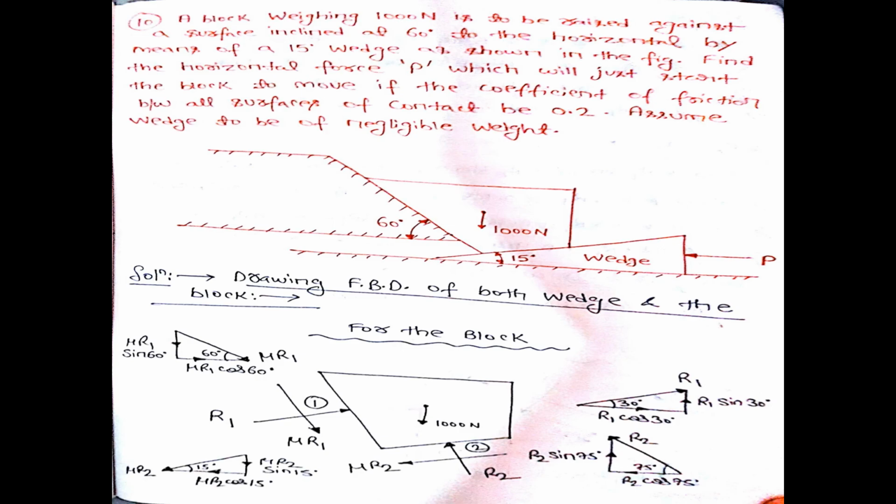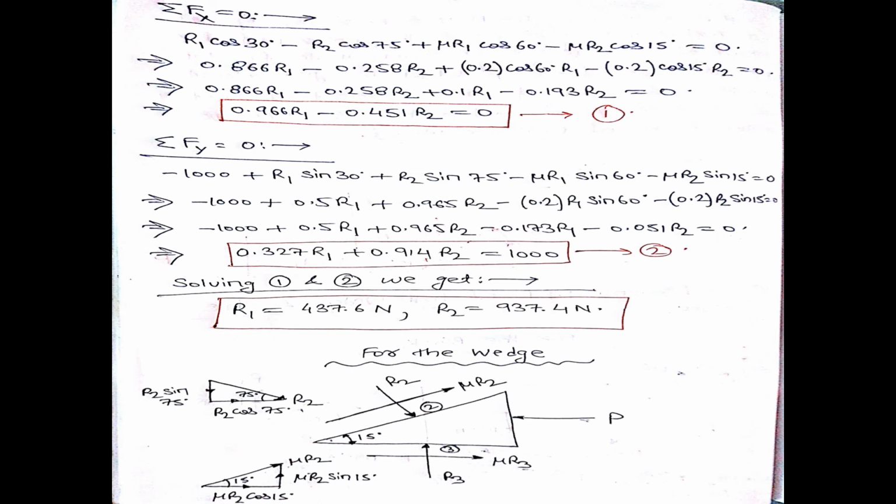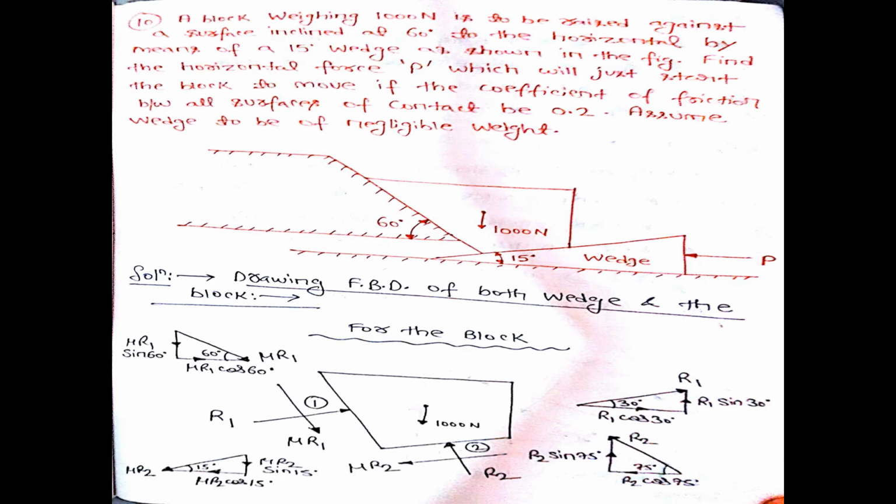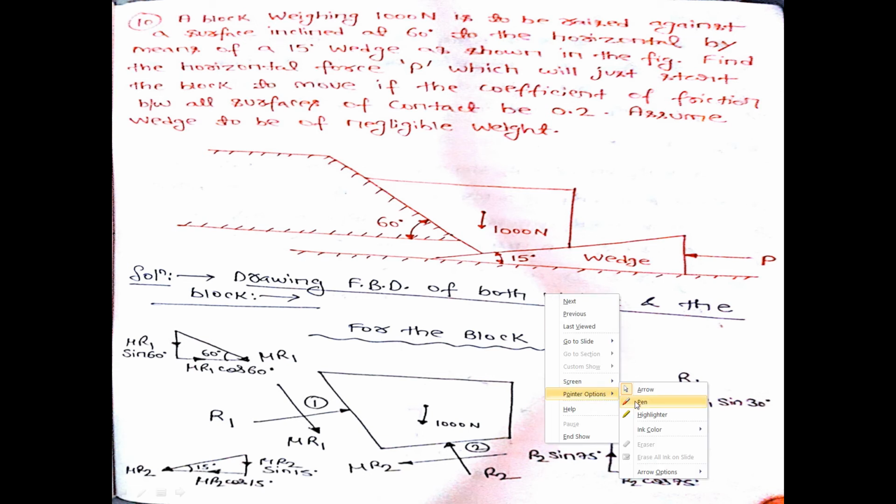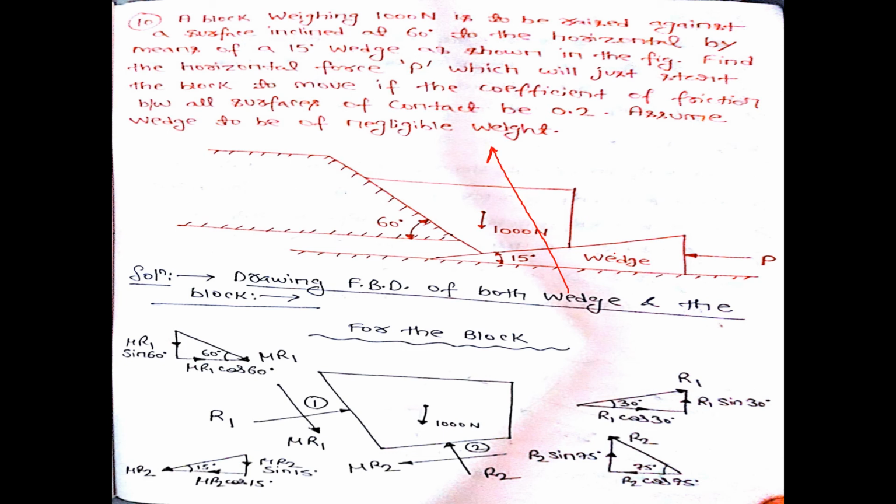Similarly, we have to resolve the forces acting on the wedge, specifically those forces which are not along the x and y direction. So I know that this R2 is at an angle of 75 degrees. For this particular block, R2 was acting like this. But for this wedge, R2 will act in the opposite direction, but the angle remains the same, that is 75 degrees. So this will be R2 cos 75. This is R2 sin 75.